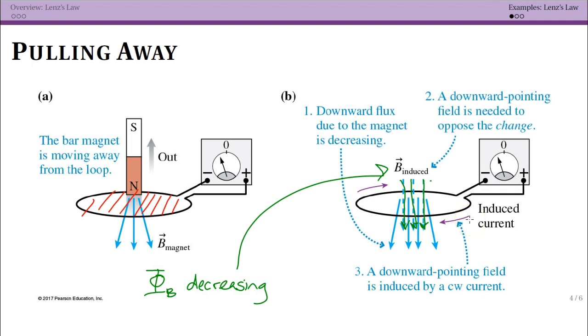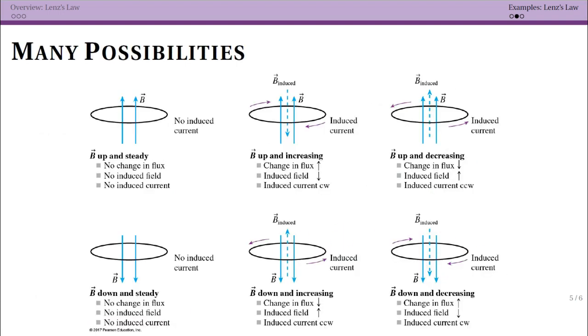What's worth noting is that this is the opposite direction of how the current was induced when this was being pushed towards the loop, and that does agree with some of the experiments that we began this chapter with. So again, keep practicing this until all of the steps make sense. I want to briefly go through some of the possibilities here. And this picture is of course in the book, and if you want to really stop and study this, feel free to pause the video and do that.